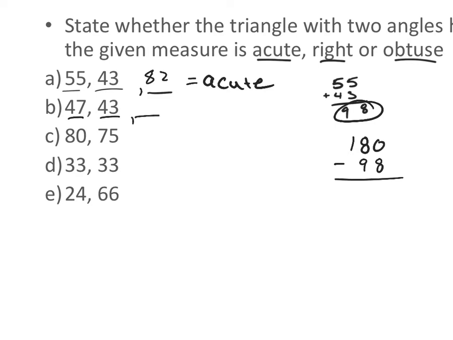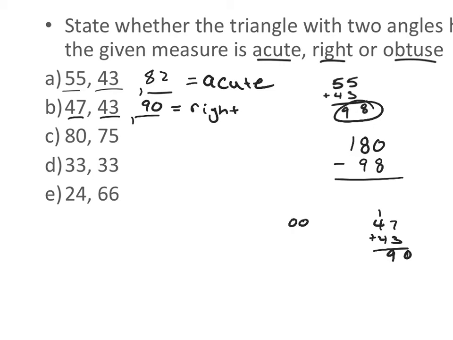47, 43, how am I going to find that? Let's add them together. 47 plus 43 is 90. So if I've got 90 of this triangle, how much is left for the other angle? 90. So what kind of triangle is this? It's right. Now I'm classifying it only by the angles, not by the sides.